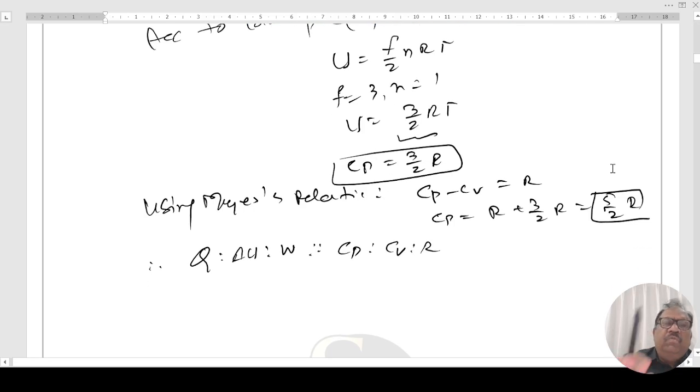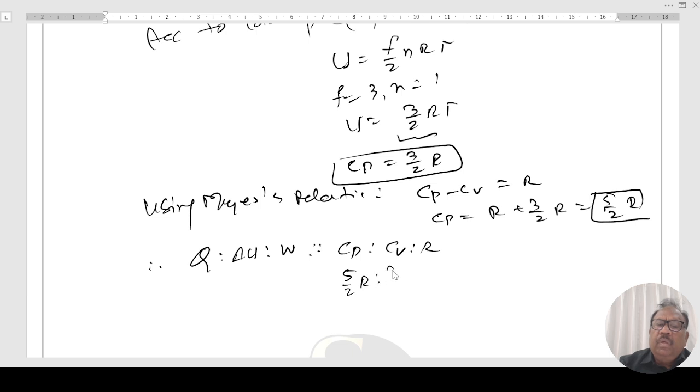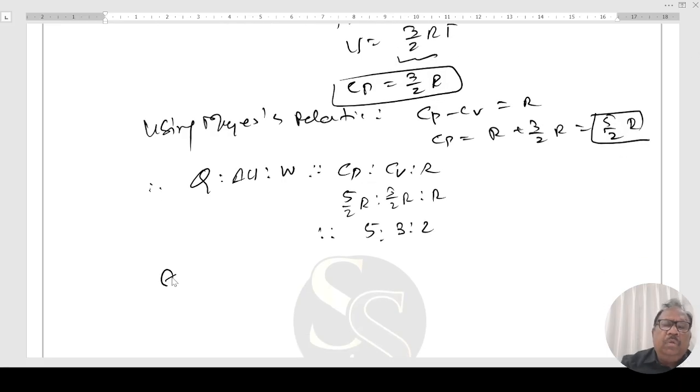Right? The question was such that the answer can be given orally, but I wanted to clear the very basic concepts applicable in this question. Cp is 5 by 2 R is to Cv, 3 by 2 R is to R. So this relation comes out to be 5 is to 3 is to 2. Right? Now, according to the question, Q is 50 joule.